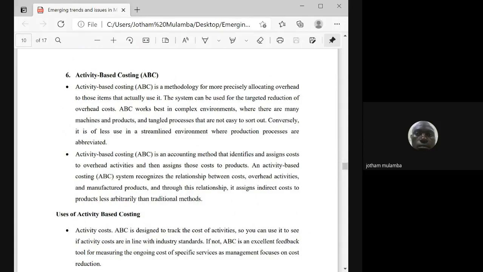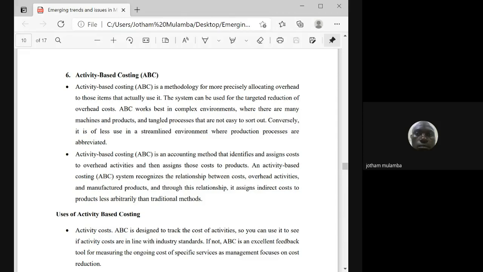Activity-based accounting is a methodology for more precisely allocating overheads to those items that actually use it. I gave you an example that when we were doing labor costing, we used activity-based costing. All those expenses that we came out with, we were associating with a particular product. Because we are producing this particular product, all costs incurred for that product are the only ones that we consider when we are accounting for it.